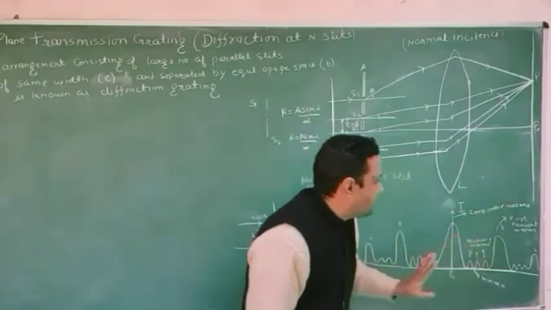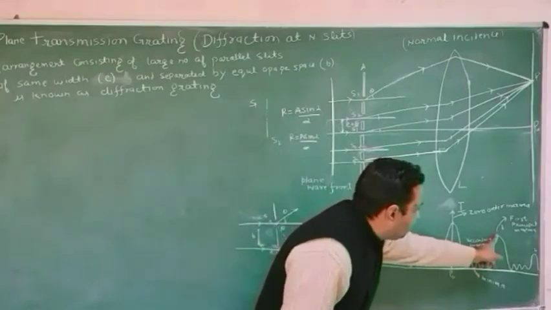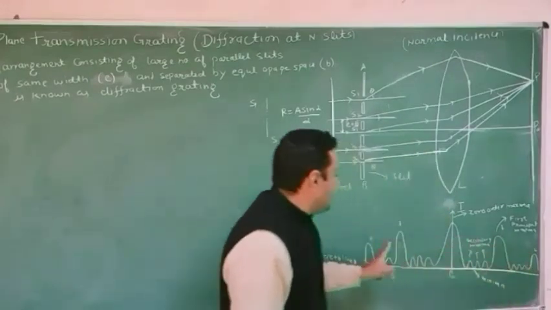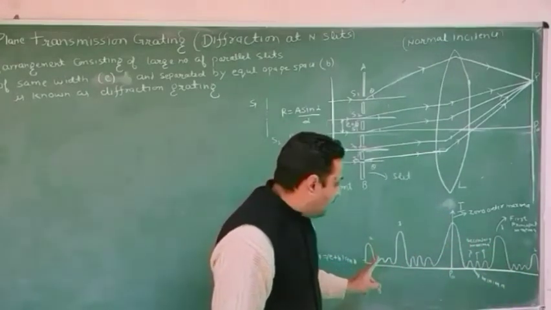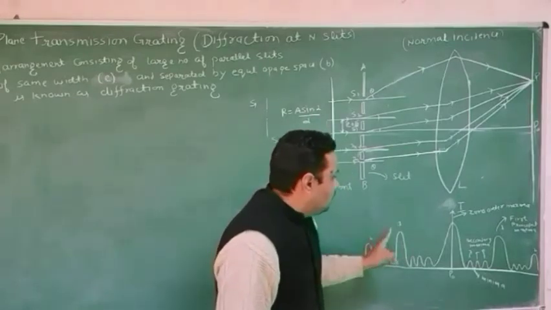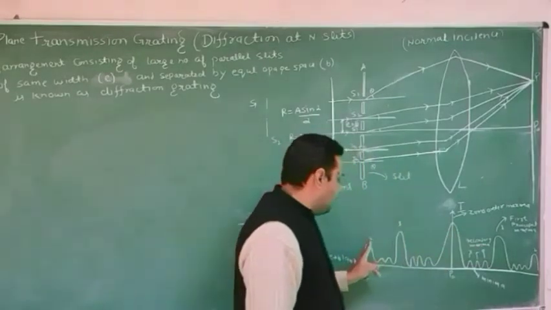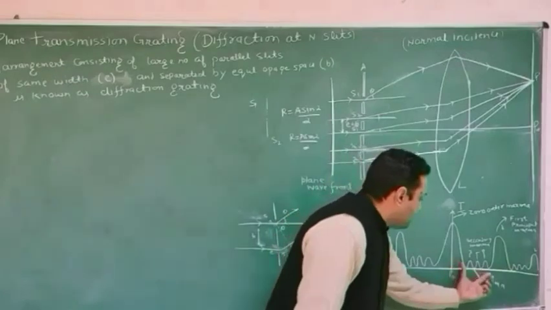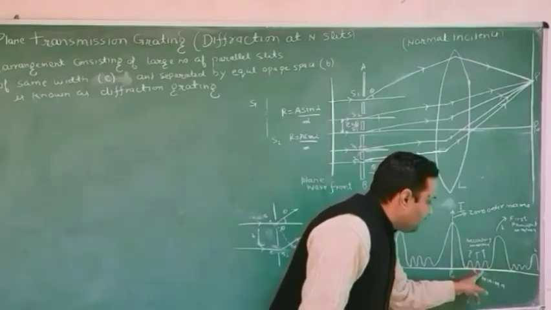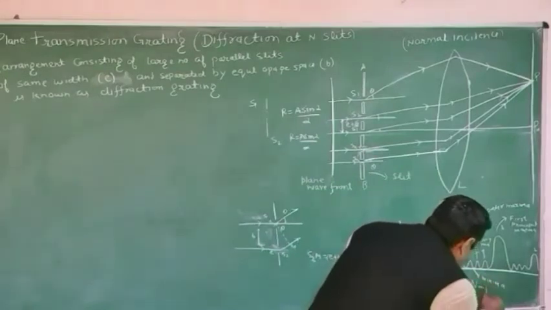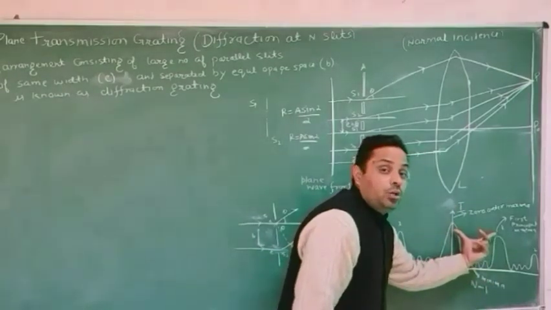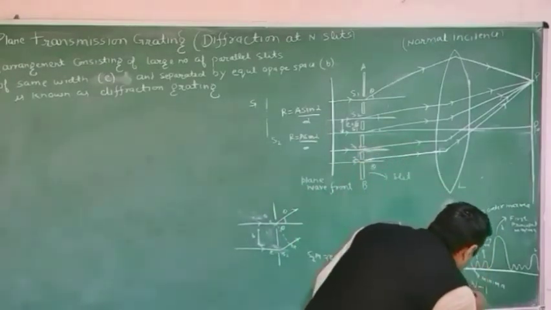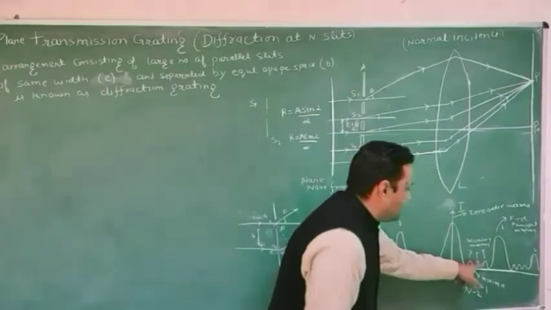Now on the screen the diffraction pattern will be visible in this form. This is the zero order maximum. These are the first principal maxima on both sides, then the second principal maxima on both sides, and this is the secondary maxima. In between two consecutive principal maxima there will be n minus 1 minima, and n minus 2 secondary maxima will also appear.